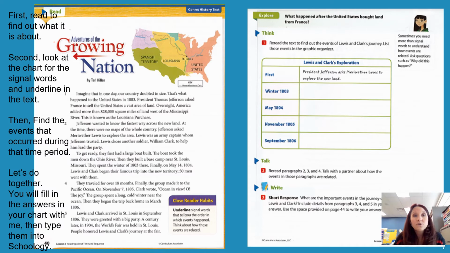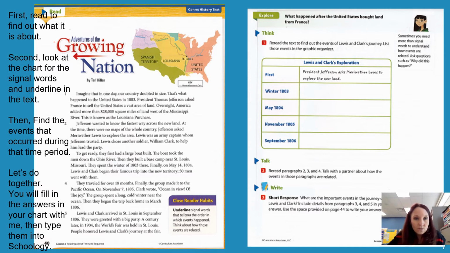So we're going to read the story first to find out what it's about. Then we're going to look at the chart on page 41 for those signal words, and we're going to read the story again and look for those signal words in the text. And we're going to find out what events happened during that period of time. And we're going to write those in the chart, and then you are going to fill this out in Schoology. So we're going to do it together, but you're going to have to turn it into me through Schoology.